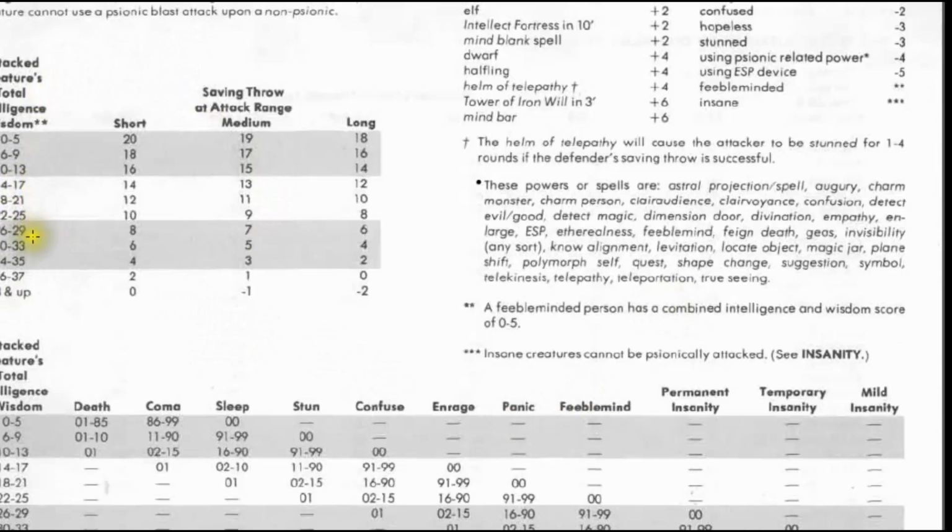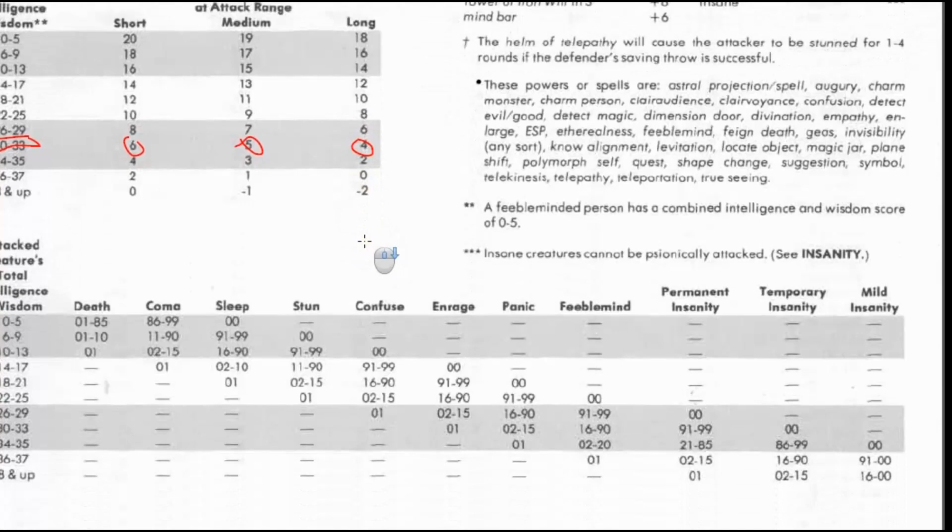So let's say they're about 30 total, right? And depending on the range, they get a saving throw. It's either a 6 or a 5 or a 4. You want to obviously roll high, and then if it's successful, you roll to see what the effect is. So you go down to this table. So we're back on that 30 to 33 because that's the range. And you roll percentile dice.